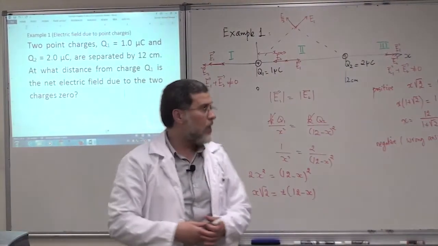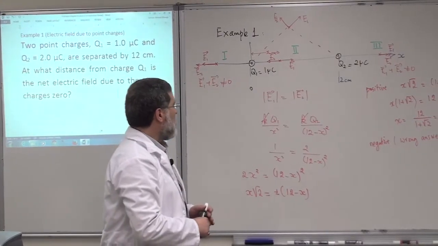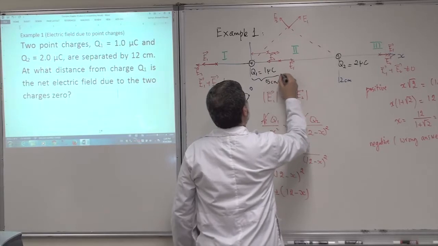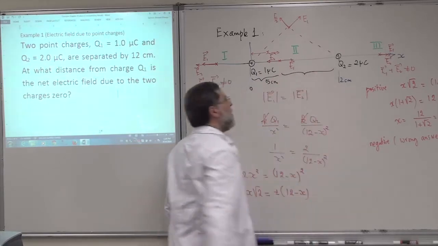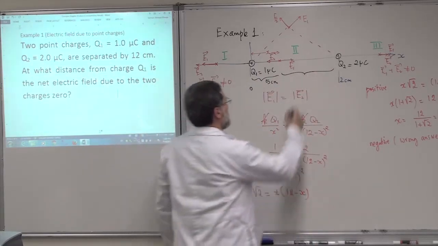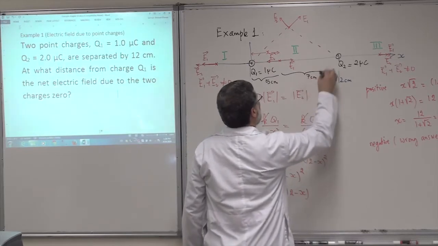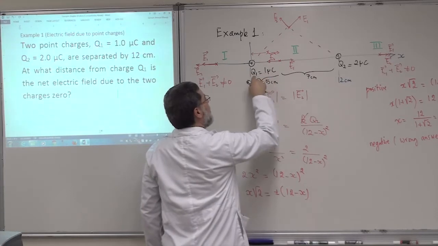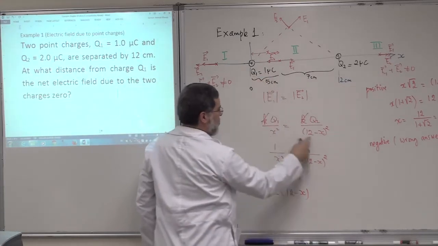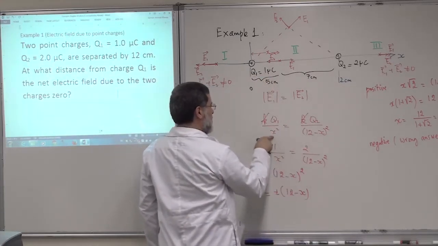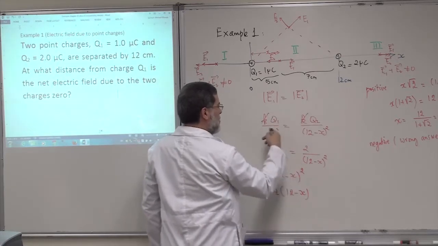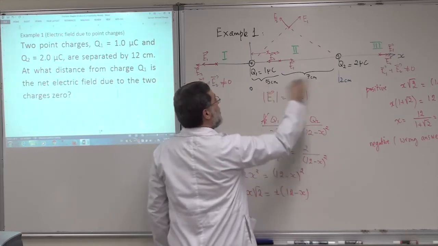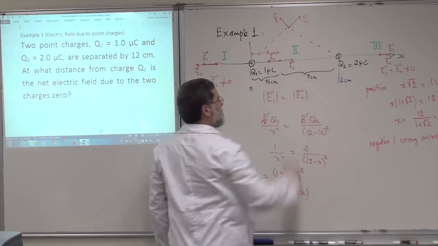Now, if this is 5 centimeters, this distance will be 7 centimeters. You notice that the point is closer to the charge which is smaller in magnitude, because of the distance squared here. If you want to equate the two numbers, the charge is higher than this, so this distance should be smaller than this. And you can see it, 5 is here and 7 is here.